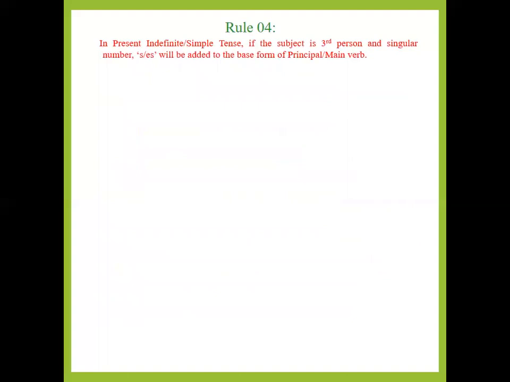Rule 4. In the present indefinite or simple tense, if the subject is third person and singular number, s or es will be added to the base form of the principal or main verb. For example, my mother always ___ to cook our meal. Here, in this present simple tense, the subject is my mother and it is singular in form. That's why the verb is "cooks".